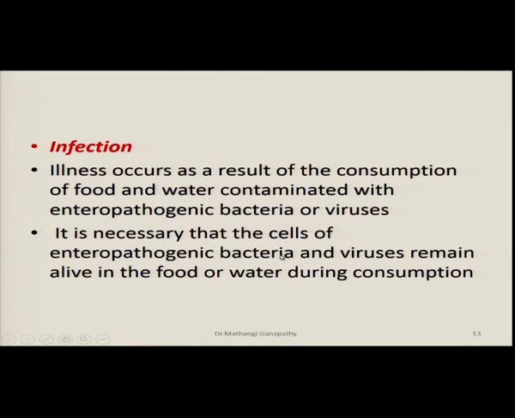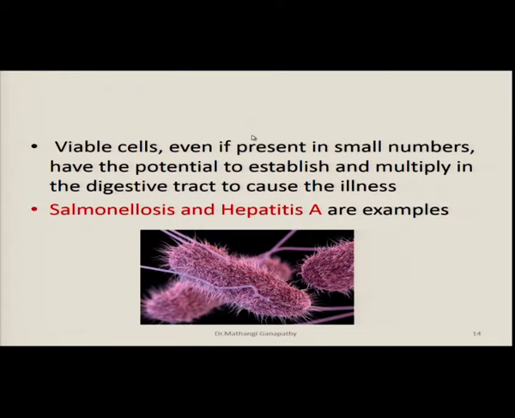Here it is necessary that the cells of the enteropathogenic bacteria and the virus remain alive in the food or the water during consumption. Viable cells, even if present in very small numbers, have the potential to establish and multiply in the digestive tract to cause the illness. So even if a very small number of these live cells are present, once inside the gut environment, once you have consumed it, they can divide, they can replicate and then establish themselves, then cause the disease.